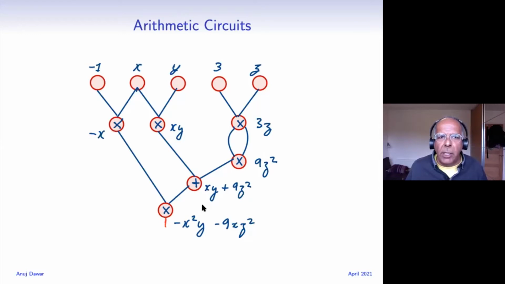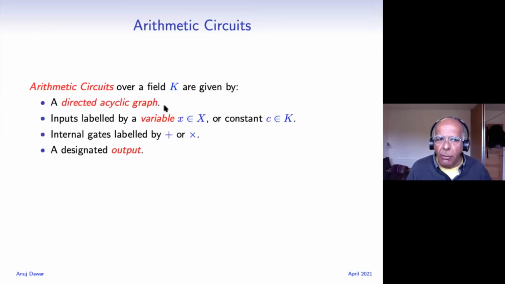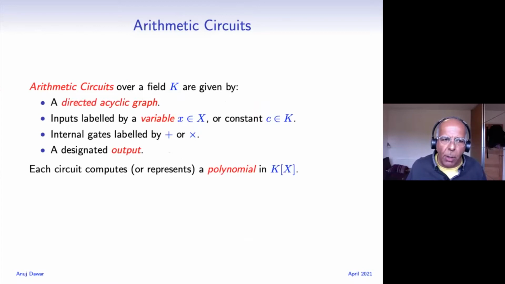Formally speaking, we have a field K, and an arithmetic circuit over K is given by a directed acyclic graph. Every input, that means every node in the graph which has no incoming edges, is labeled by either a variable from some fixed set x or a constant from the field. All other gates are labeled by the operations addition or multiplication. Then one designated gate is the output, and that computes a certain polynomial. It's obviously a polynomial in the polynomial ring given by this set of variables x.